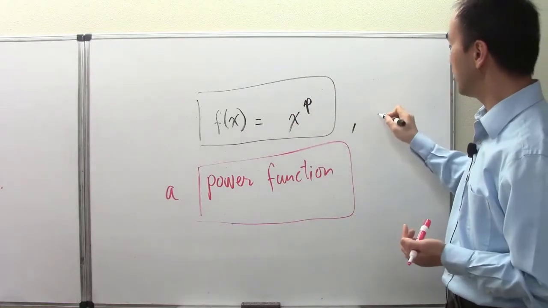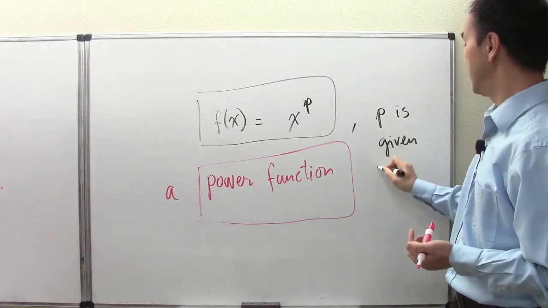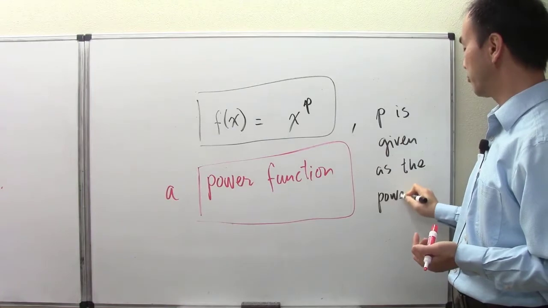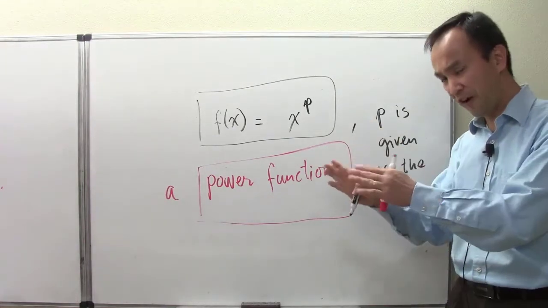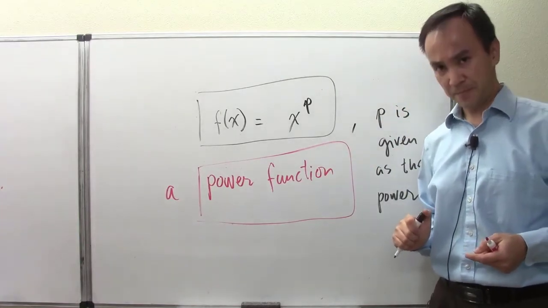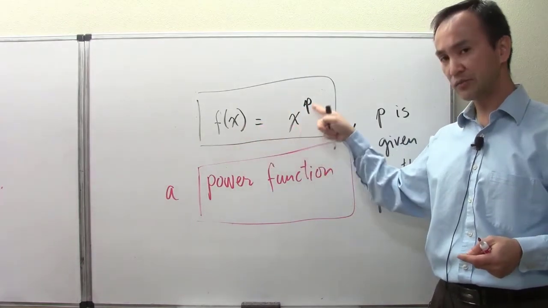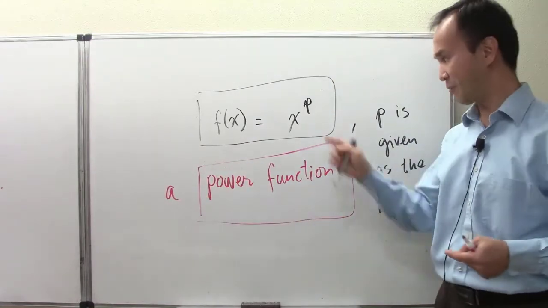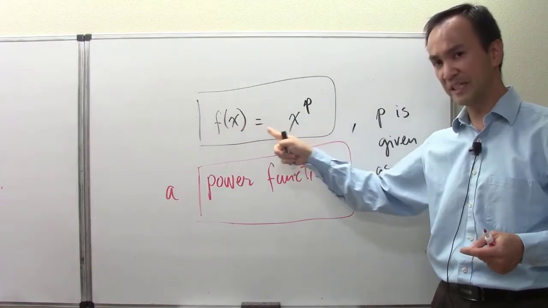So now make a note of this. P is given as the power. I try to reduce the amount of wording, but I explain more in that. This power, once given in your function, it stays permanent anytime we're working with that function again. So generally speaking, f of x equals x raised to the power p is regarded as a power function. And what it has here is the input, the variable, being the base.